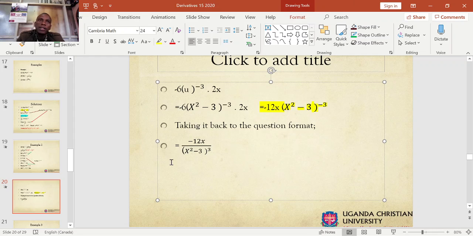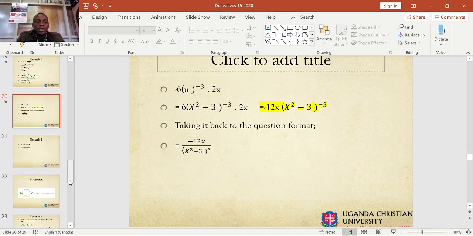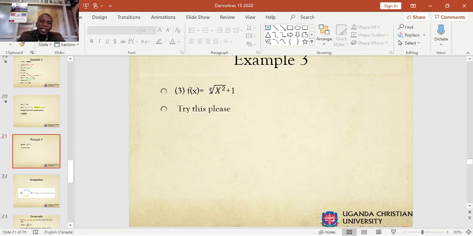Recall, the derivative of the outer function times the derivative of the inner function. In this case, since the function was kind of complicated, we first change its formation for easy computation, after which you can always take it back to the original function. And then we have that example which you should try out.